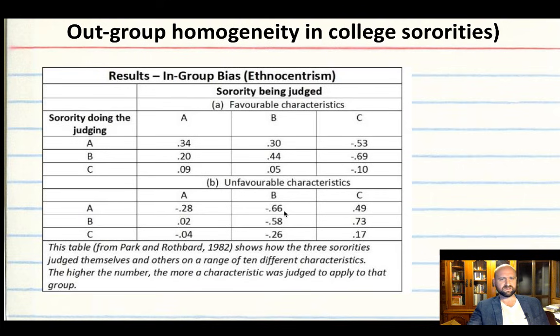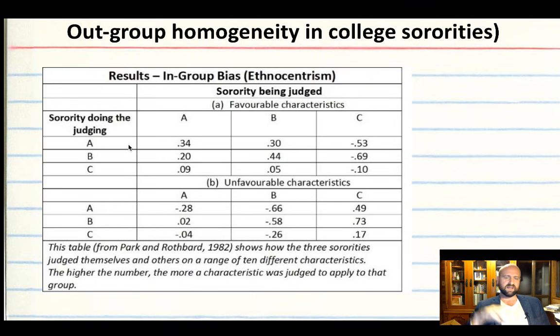B saying, not so much. No, we don't personify these characteristics at all. We're very different. C, yes, they definitely personify those characteristics, right? They have those, absolutely. This is showing in-group bias. C, not so much. B, not so much. Yeah, we agree. We're pretty bad. So again, here we're looking at in-group bias.